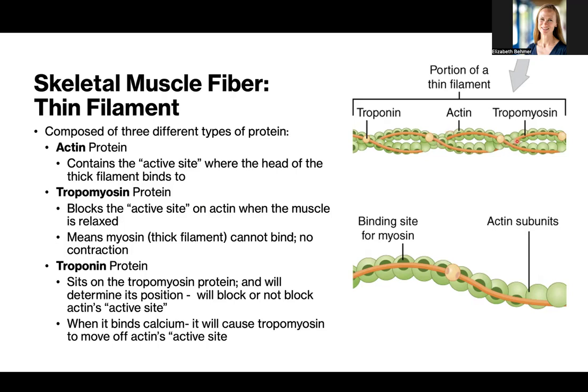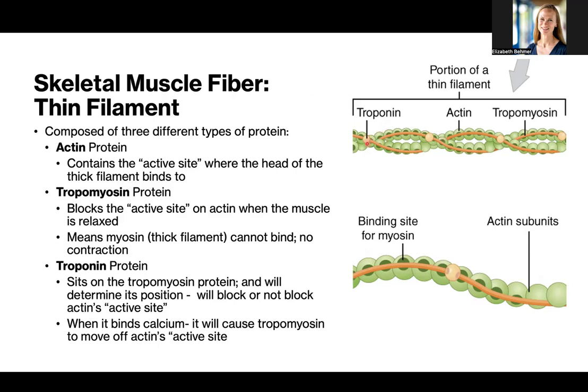The tropomyosin are these long orange, kind of spaghetti-like proteins that are covering up the active site or blocking the active sites on actin when our muscles are relaxed. And this just means that when tropomyosin blocks these active sites on actin, that means your myosin heads, the thick filament, cannot bind to actin, so no contraction will occur.